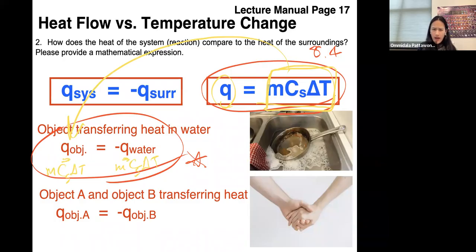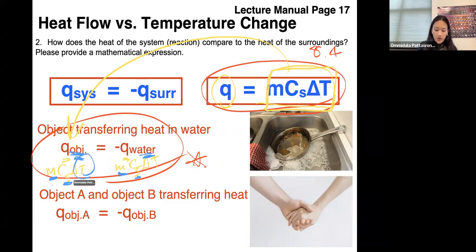Now you might be like, wait a second, there are two different objects. Yes, there are two different objects. So in this case, the mass involved with this object has to be this mass, right? Cs, the specific heat, would be the specific heat of this, right? Same thing for water: the mass has to be the mass of water, and the specific heat has to be the specific heat of water. Those two are not going to be the same because they are two different objects, okay?